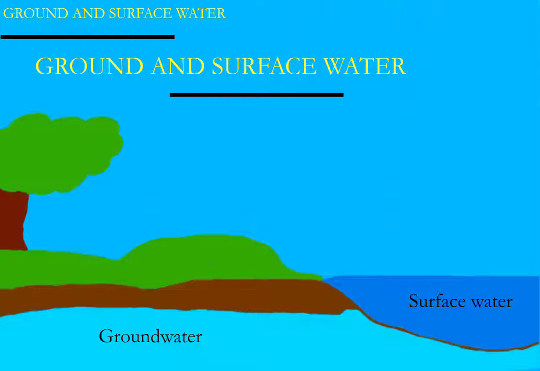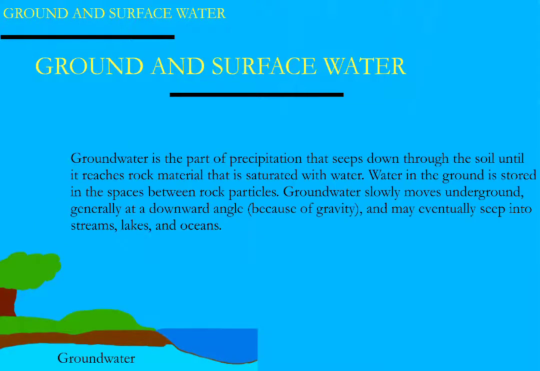Next is groundwater and surface water. What are the differences between those water resources? Groundwater is the part of precipitation that seeps down through the soil until it reaches rock material that is saturated with water. Water in the ground is stored in the spaces between rock particles. Groundwater slowly moves underground, generally at a downward angle, and may eventually seep into streams, lakes, and oceans.